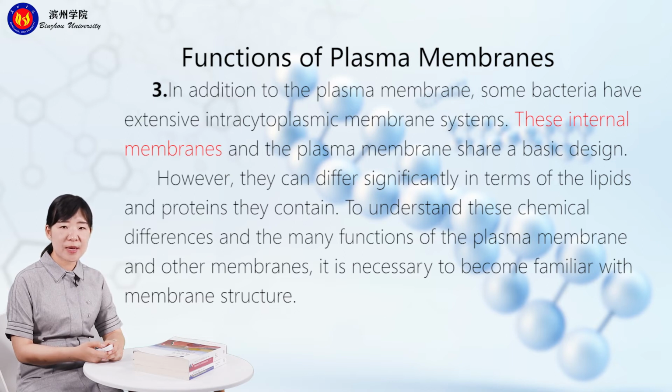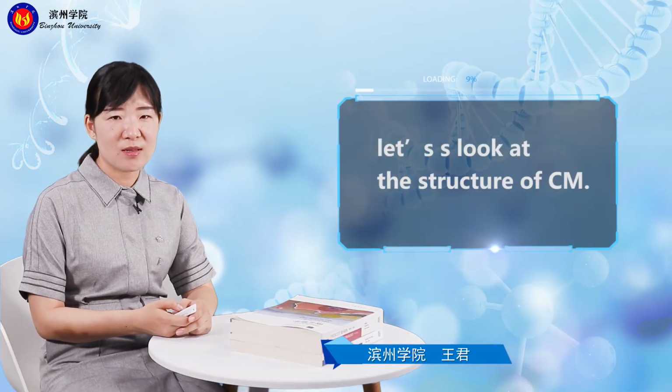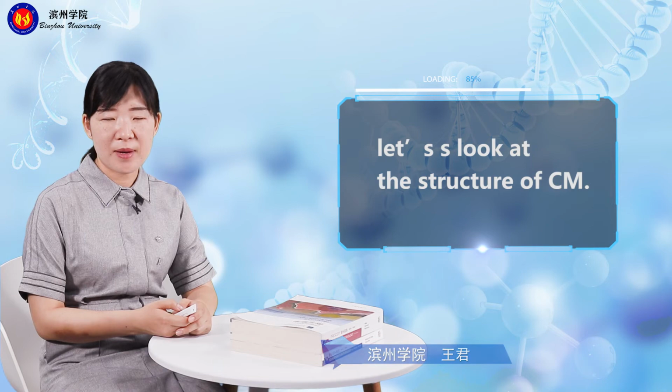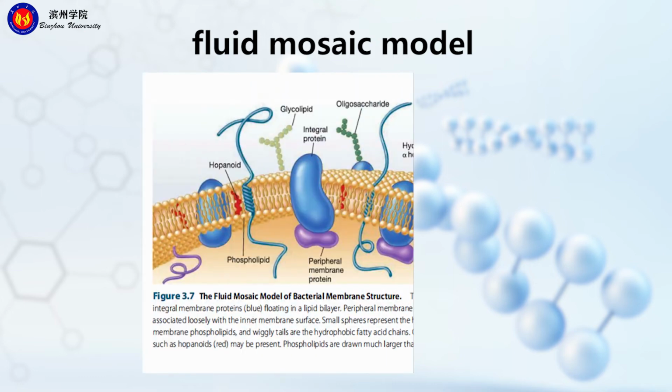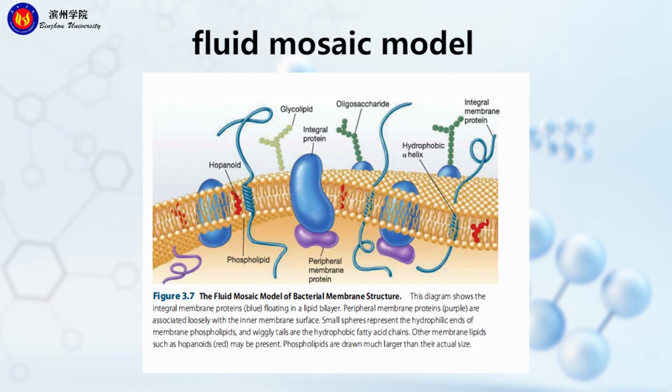To understand these chemical differences and the many functions of the plasma membrane and other membranes, it is necessary to become familiar with membrane structure. Okay, let's look at the structure of the plasma membrane. The most widely accepted model for membrane structure is the fluid mosaic model, which proposes that membranes are lipid bilayers within which proteins float. You can see them in the picture.